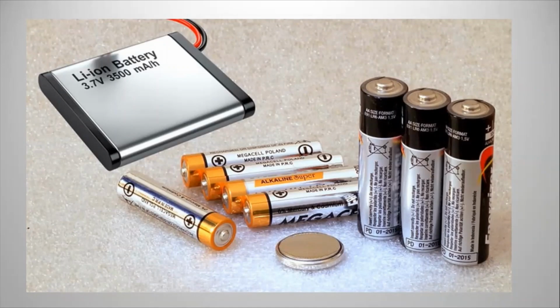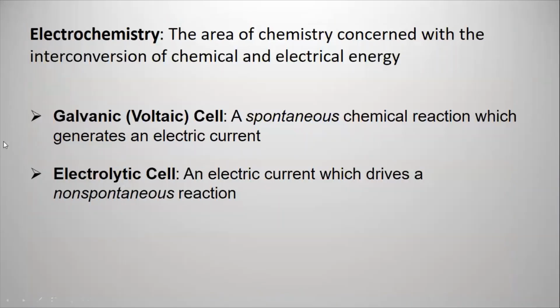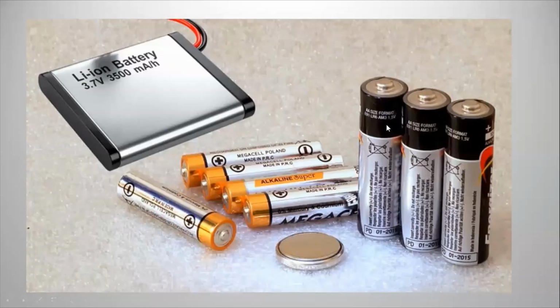So how can you basically look into electrochemistry? Electrochemistry is the area of chemistry concerned with the interconversion of chemical and electric energy. What you're looking at right now, there is a chemical reaction inside these batteries. And this chemical reaction is interconverted into electric energy that basically operates our devices. Once this chemical energy is consumed, the battery is no longer useful. So this is like a one-time battery.